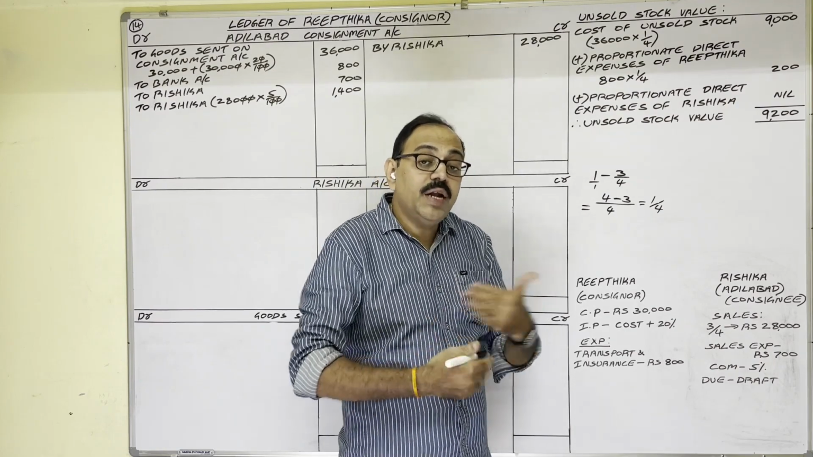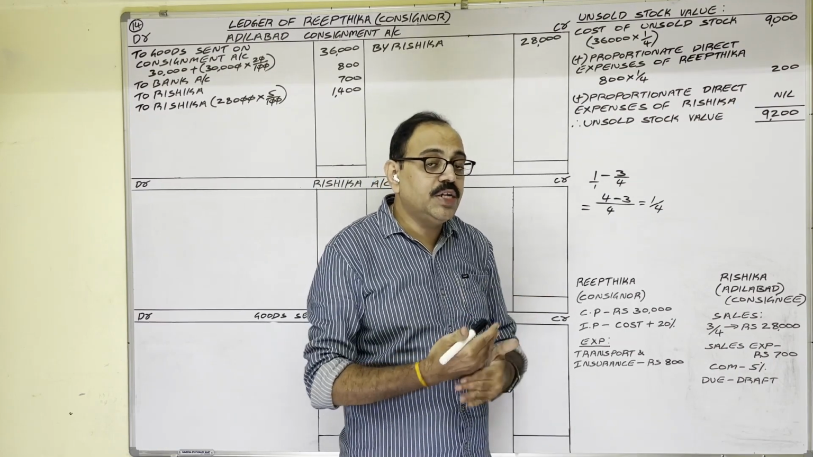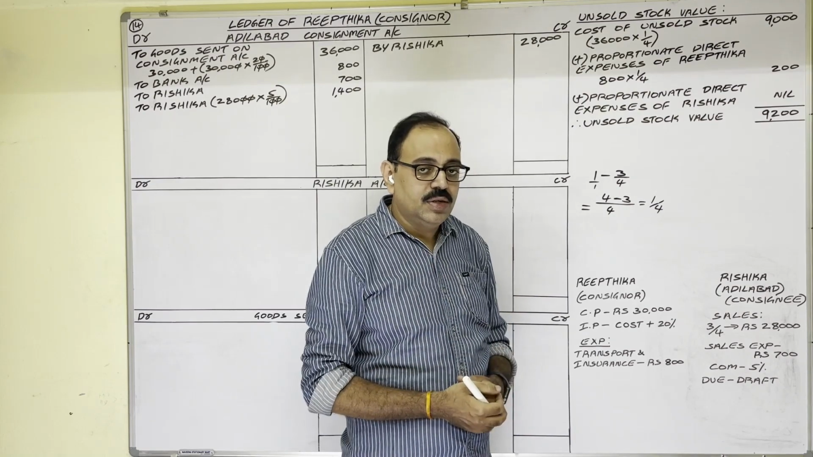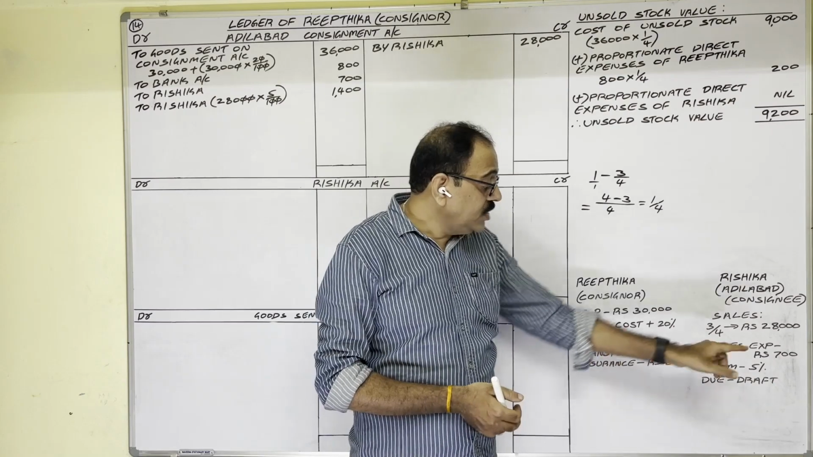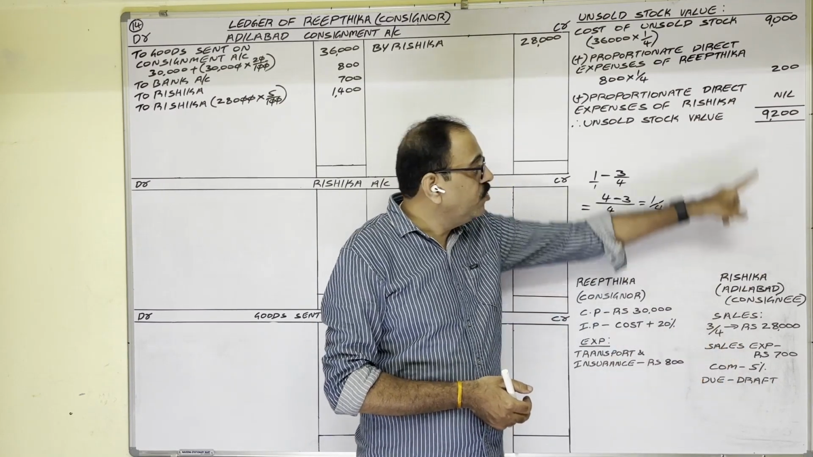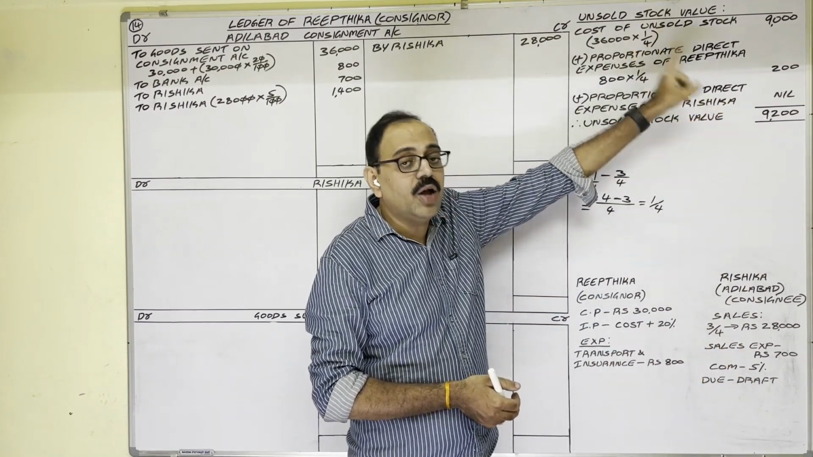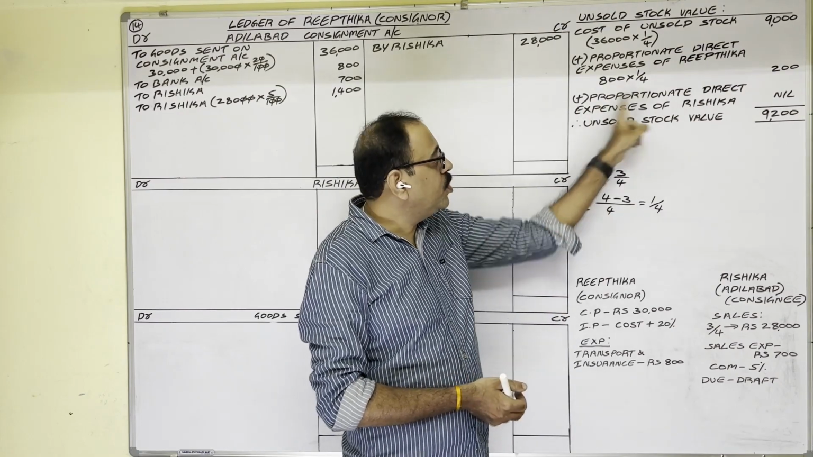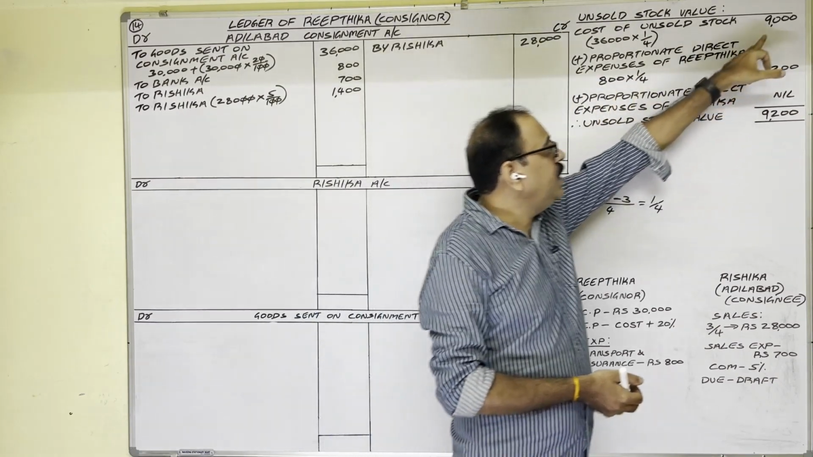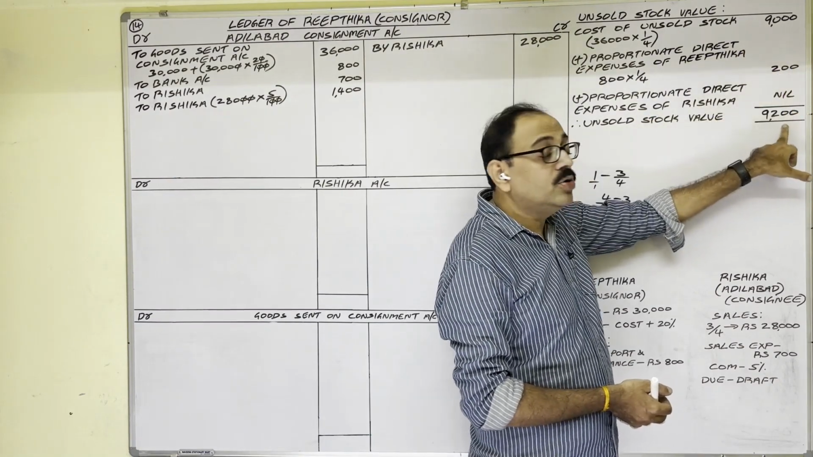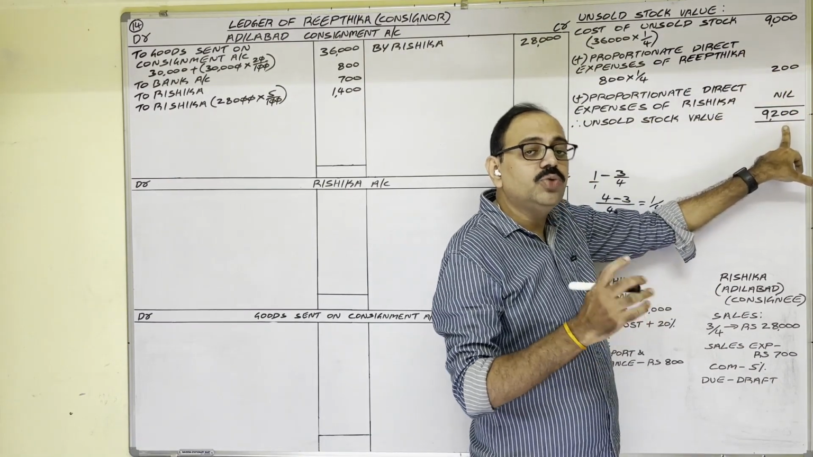Means this is repeated expenditure. Repeated expenditure means indirect expenditure. So non-recurring expenditure is direct expenditure. As this is indirect expenditure, we should not take while calculating unsold stock value. So proportionate direct expenses of consignee nil. Then 9,000 plus 200, total unsold stock value is 9,200.